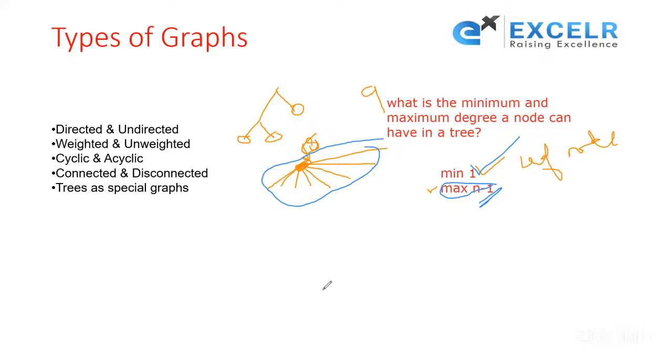I hope it is clear and I have shown you how it is. For a leaf node, the degree is 1 and for this star kind of a node, the degree is n minus 1. Means the number of vertices minus 1 would be the total number of edges. Clear? Yes or no?